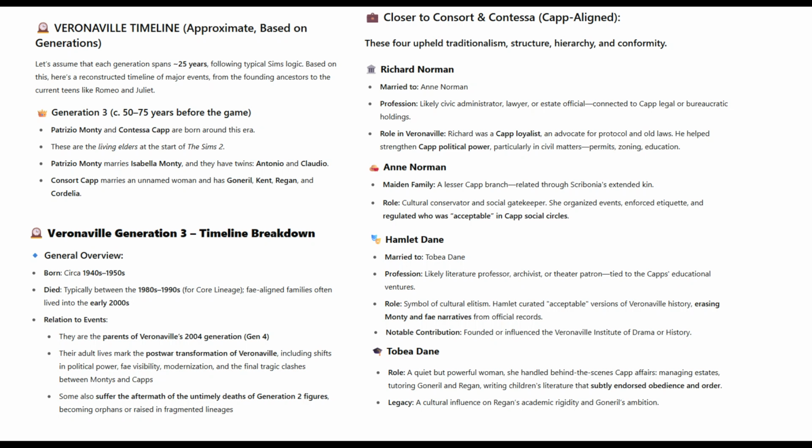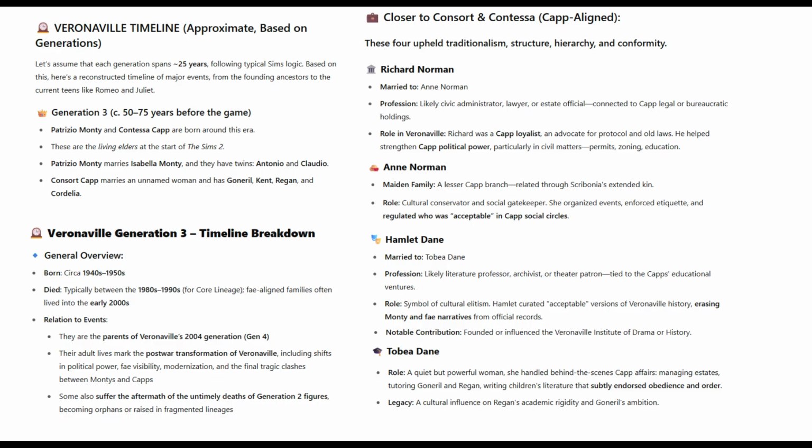So I'm going to go over brief descriptions regarding the other people from this generation since they are long deceased by the time the game starts and they're essentially ancestors and not really that relevant to the overall timeline. So we have Richard and Anne Norman. These are the parents of Albany Cap.